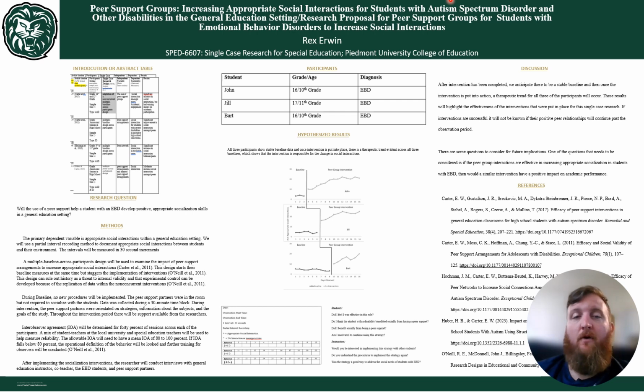As far as IOA, which is Inter-Observer Agreement, it'll be determined for 40% of the sessions across each of the participants. Allowable IOA needs to be at least 80%. If we fall below 80%, then the operational definition of the behavior will need to be looked at, and possibly further training for observers will be conducted.